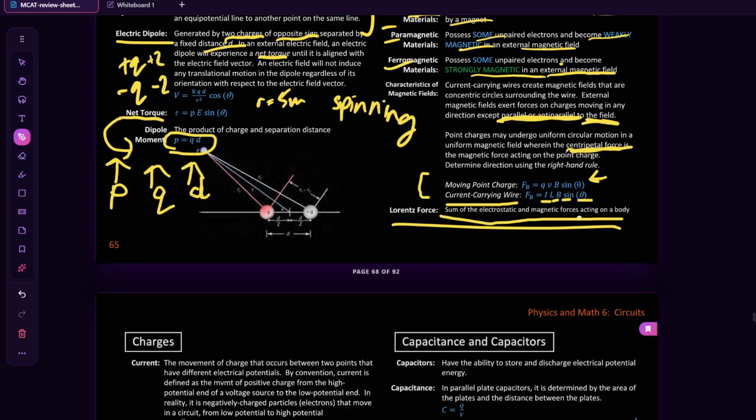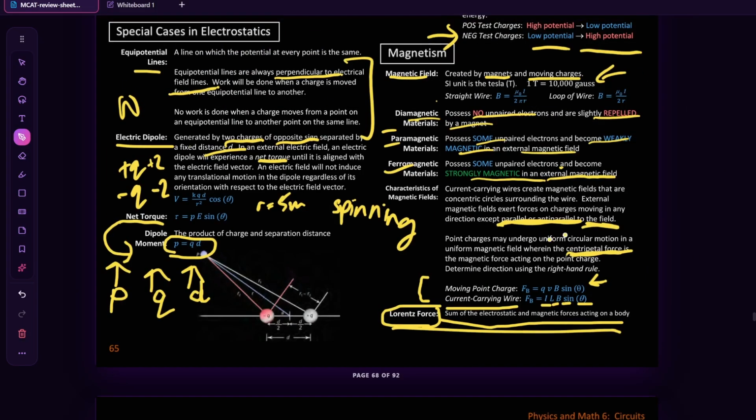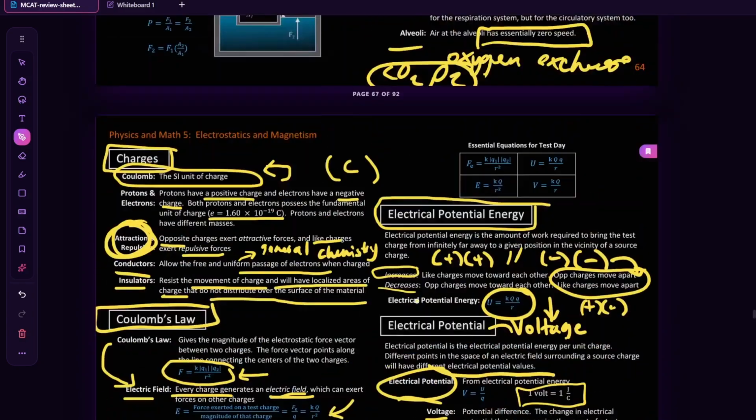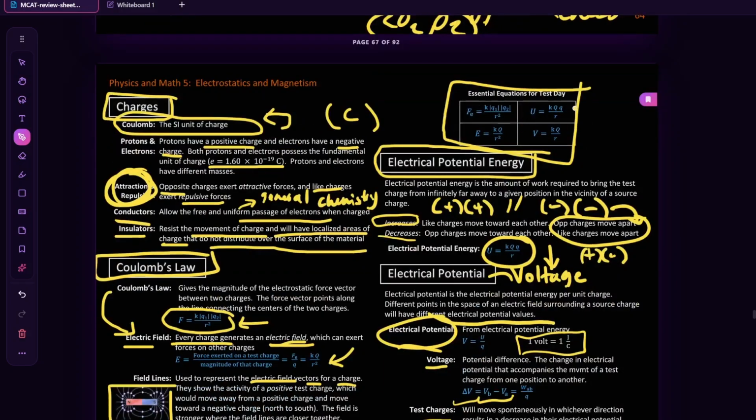So the total force on a charged particle is when you add together the electrostatic force and the magnetic force. Electrostatic would be any electric fields present, and magnetic force would be any magnetic fields present. That's why I went through it last, because it's basically the sum of electric fields and magnetic fields, and that's the Lorentz force. And here are essential equations to know on test day. These are equations we already went over.